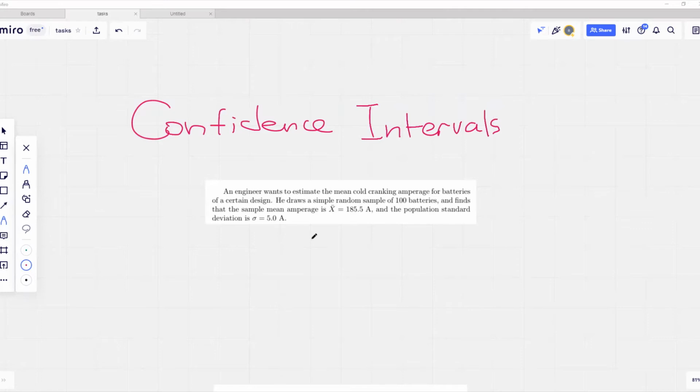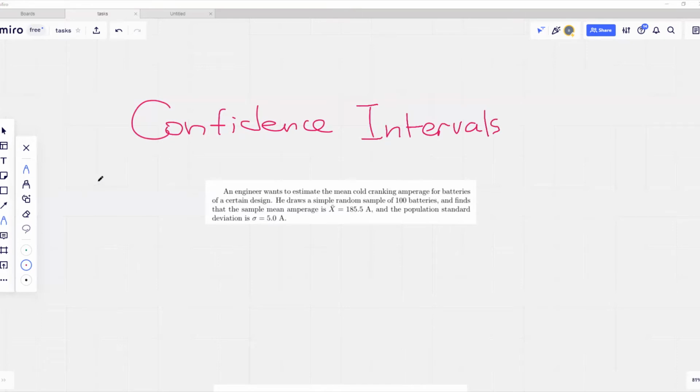To get an idea of how much larger or smaller it is likely to be, we construct a confidence interval around 185.5 that is likely to cover the population mean. We can then quantify our level of confidence that the population mean is actually covered by the interval.